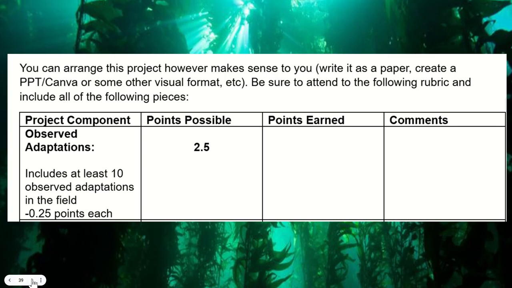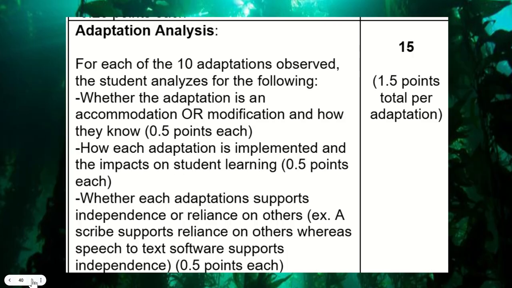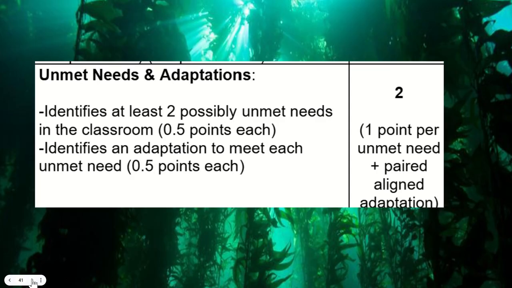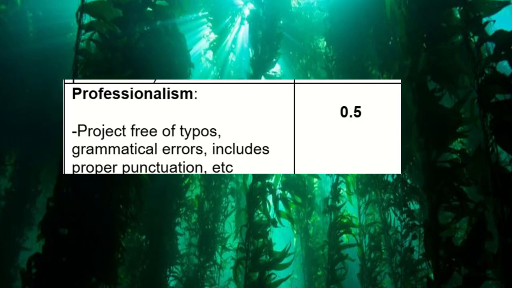You can write a paper, you can do a slideshow, do whatever makes sense to you. The grading is based on first, identifying 10 adaptations, accommodations, or modifications. Second, did you identify whether it was an accommodation or modification? The chapter has guidelines on this. Did you tell how it's impacting a student's learning and whether or not it was supporting their independence? And 3, unmet needs. Did you identify at least 2 needs of the students that weren't being met and something that could be done to address them? And finally, professionalism. Did you turn in a master's class worthy piece of work?